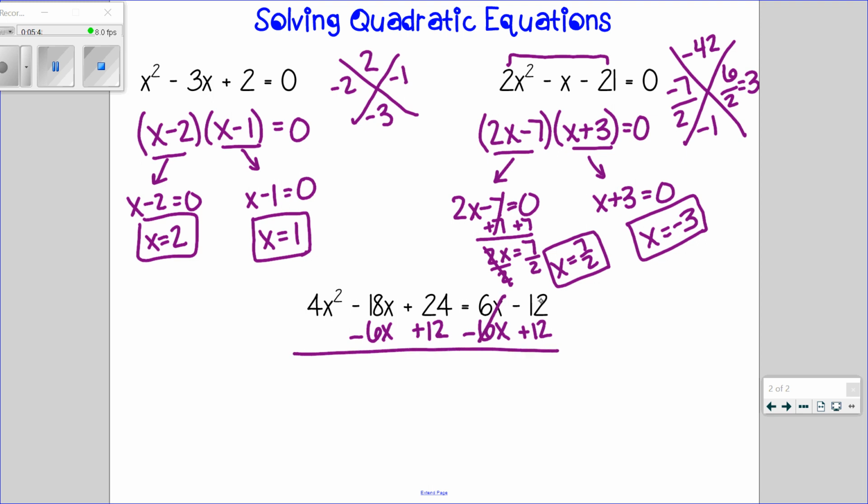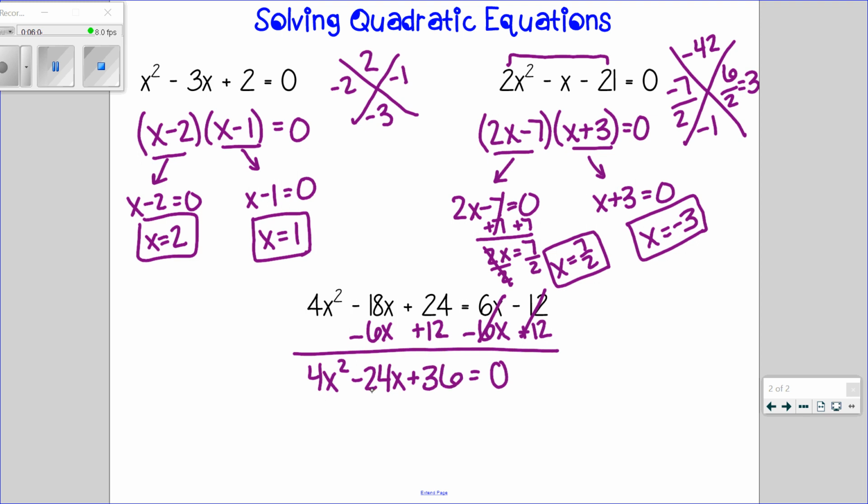So now on the right side, those two both cancel out, and I'm left with a 0. Or sorry, that was the right side. And then on the left side, I now have 4x squared minus 24x plus 36.